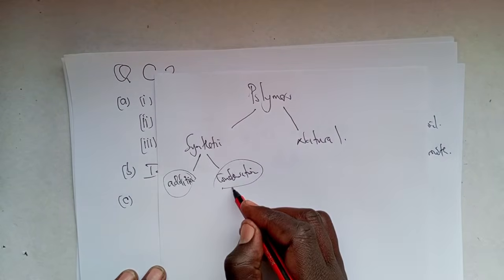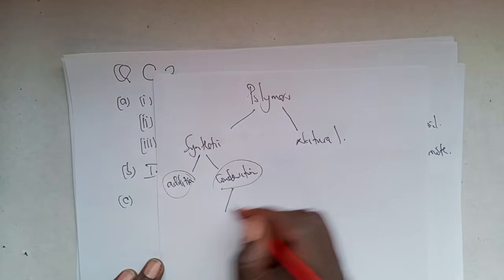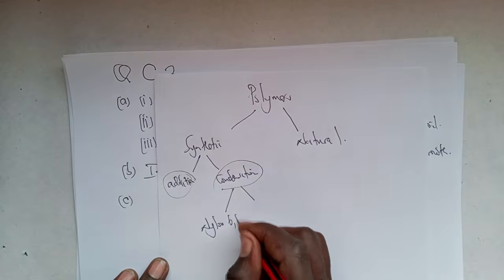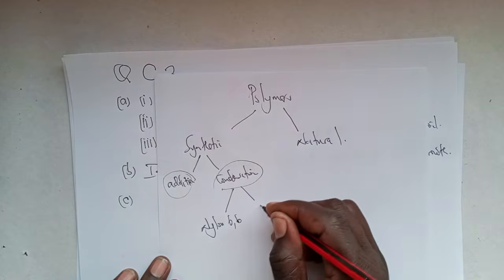So under condensation polymers, there are 2 that we look at. One is nylon, nylon 66. I'll tell you what this 66 stands for.